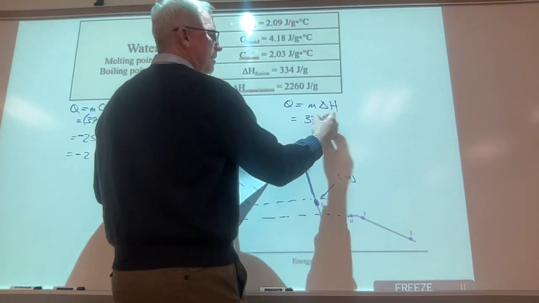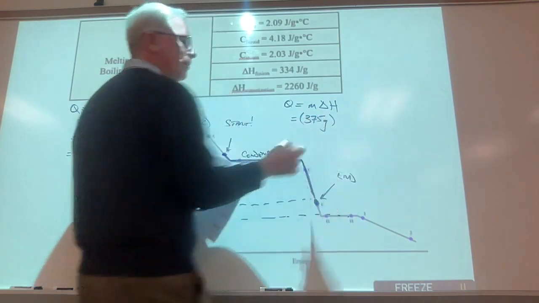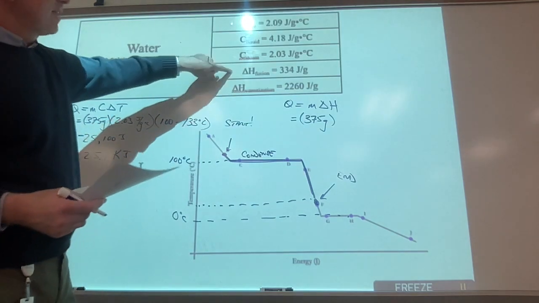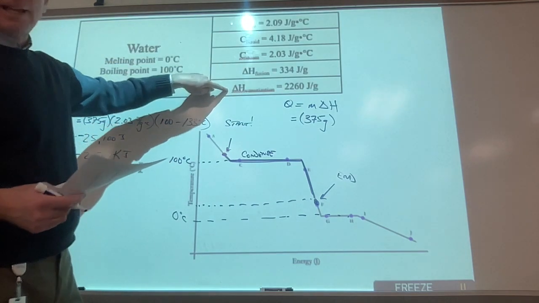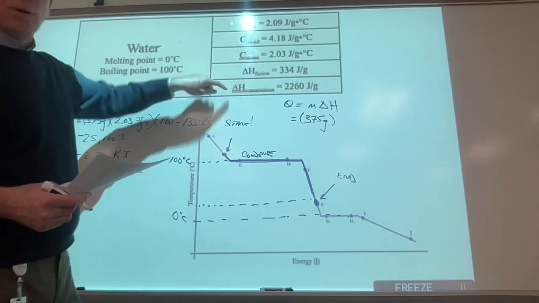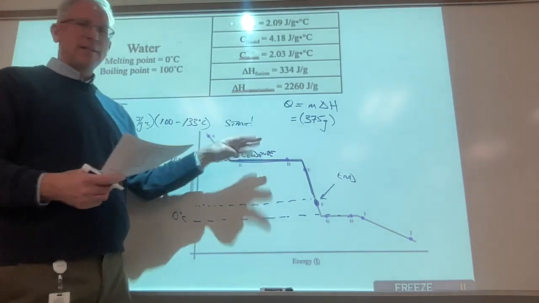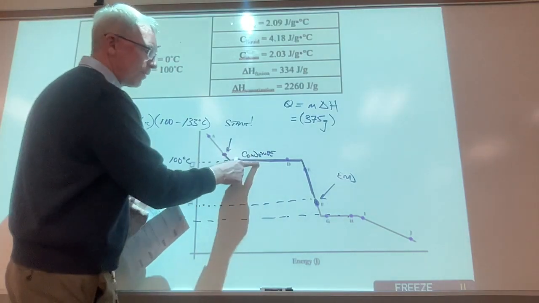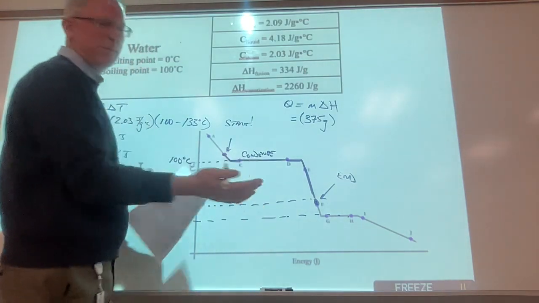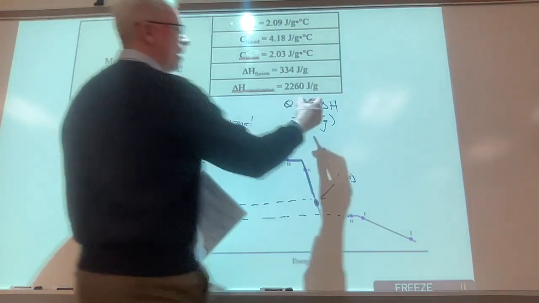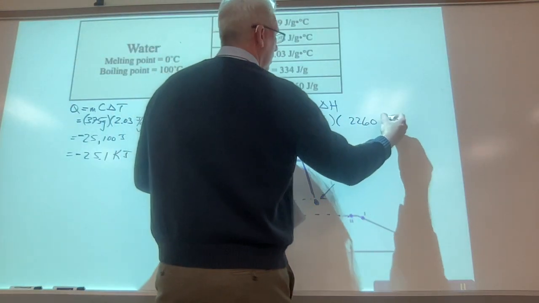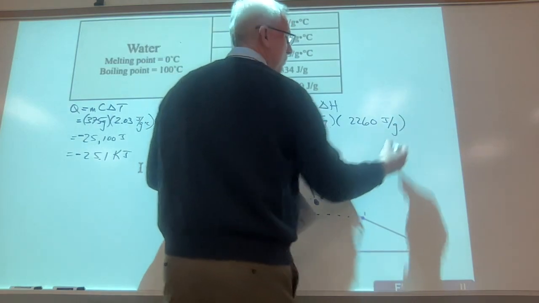So our mass is the same, it's 375 grams. And now we have two delta H's. There's a delta H of fusion and the delta H of vaporization. So we vaporize, that's the opposite of condensing. So we're gonna use our vaporization here, where it's essentially boiling, and we're gonna call that 2260 joules per gram.